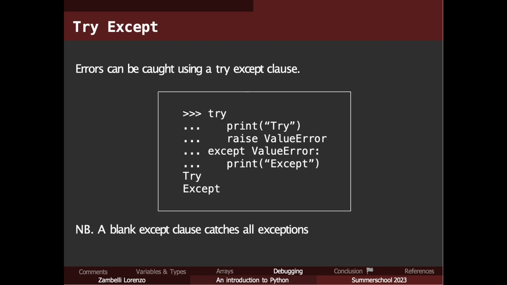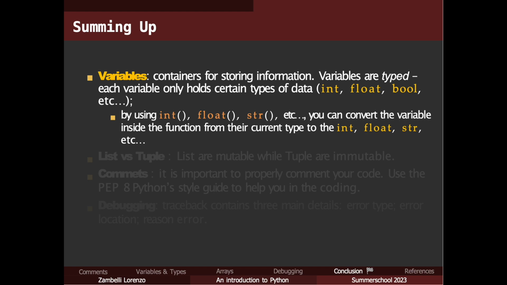Sometimes you want to think ahead of possible errors, and you can use the try except format. It basically says, you tell the program to try to do something in case it raises an error, and if that occurs, do something else, as we can see in an example here. But you can find more information on python.org.